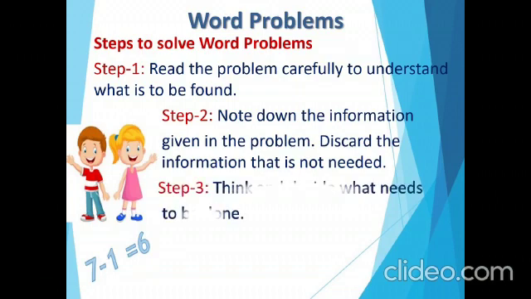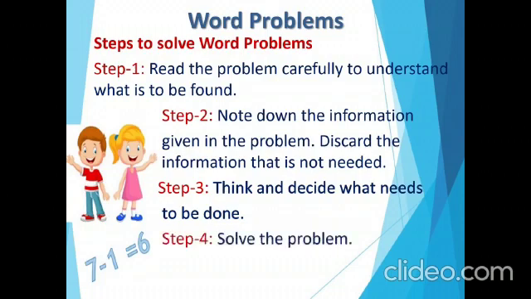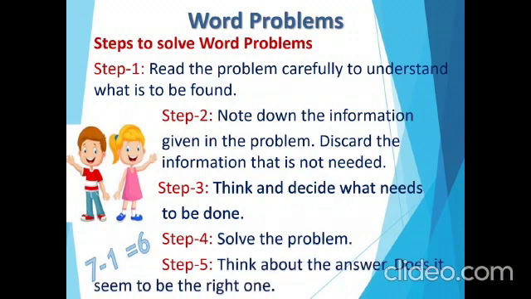Children, in the first step you already learned the problem. What is to be found, you will understand, okay? By that you should think whether you need to do addition, subtraction, multiplication, or division. You need to decide that in the third step. Next, in the fourth step, you need to solve accordingly. Fifth step, think about the answer. Does it seem to be the right one? You need to think whether the answer you got is correct or not. You need to recheck.